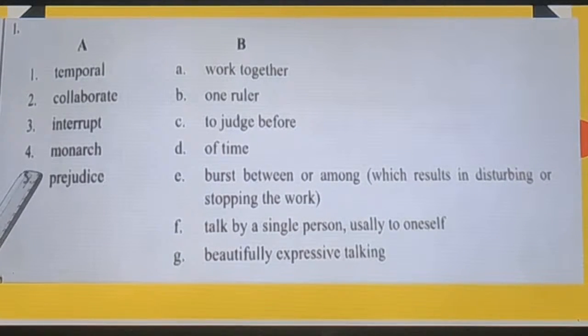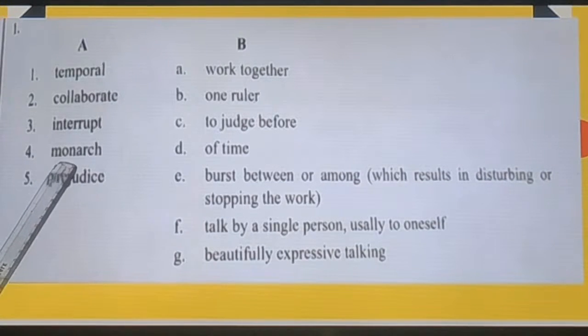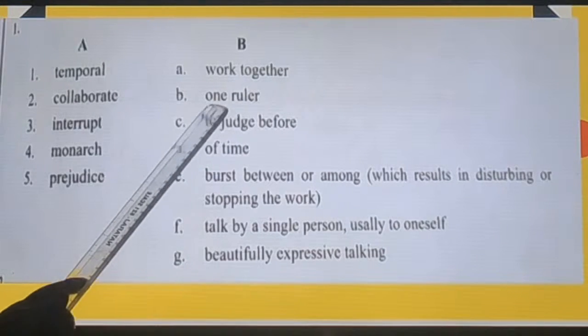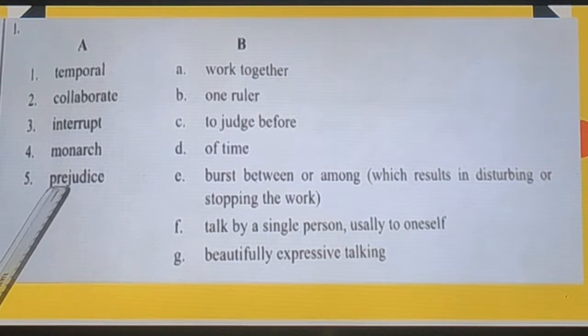Okay, and fourth one, monarch. Monarch means one ruler. You already know this word, you listen to it in some movies or other places. Monarch means one ruler. And fifth one, prejudice. What is prejudice? Do you know prejudice?